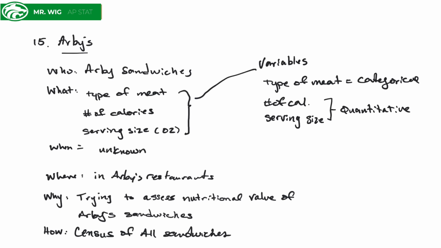The variables, remember I said the what always records the variable. In this case, the type of meat, this is a categorical variable, so it doesn't really have units. It's just a name, a type. But the number of calories and the serving size, these are quantitative, right? Usually, if you can affix a unit to a variable, that's not every time, but for the most part, that's a good indication that you have quantitative data. I hope this helps. See you next time.